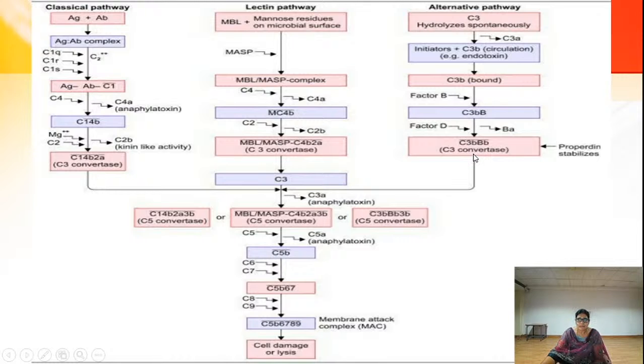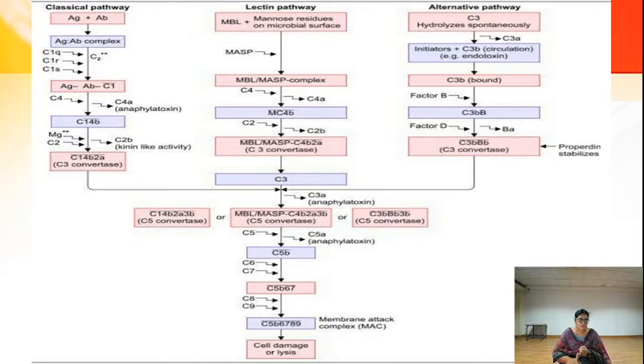So what is required is this properdin. It stabilizes this C3 convertase of the alternate pathway so that it can stay till 20 to 30 minutes. So properdin acts as a stabilizing agent. For the initiation of the alternate pathway, what are required? C3 is required, factor B is required, factor D is required, and also properdin is required. Four factors are required.